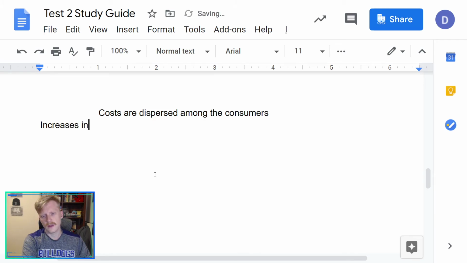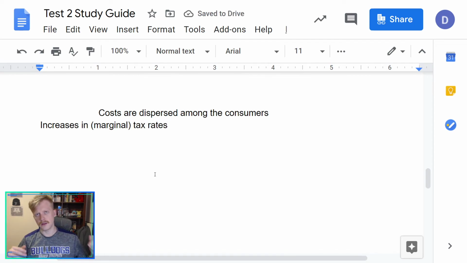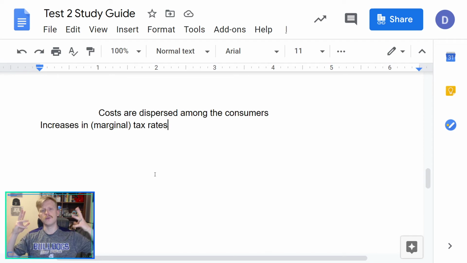increases in, and I'm going to put marginal tax rates here, because marginal tax rates, meaning how much we have taxes here in the United States. We are progressive, meaning that the more you make, the higher rate you'll pay, but you don't pay that higher rate on everything. It's just, as you get into a new income bracket, right?